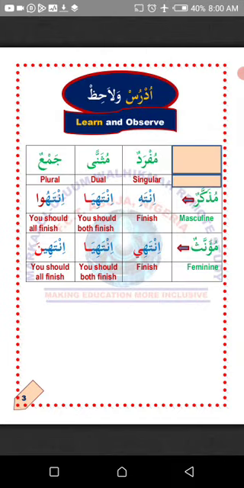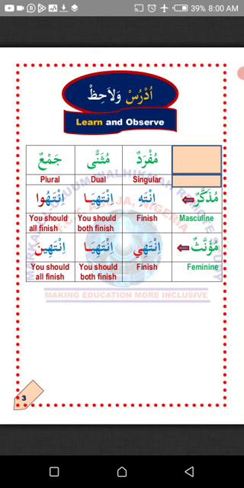Udrus, learn. Walahiz, and observe at the same time. Udrus, study. Walahiz, and observe at the same time. Mufrad, singular. Muthanna, dual. Jam', plural. Mufrad, singular. This is a word in Arabic that means only one. Muthanna, dual. This is a word in Arabic that means only two. Jam', plural. This is a word in Arabic that means more than two, from three upward.